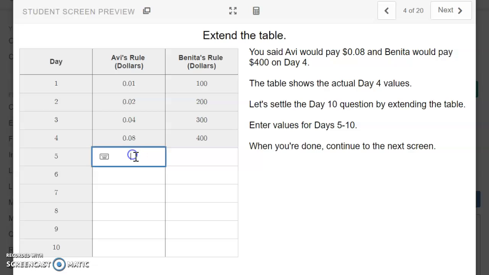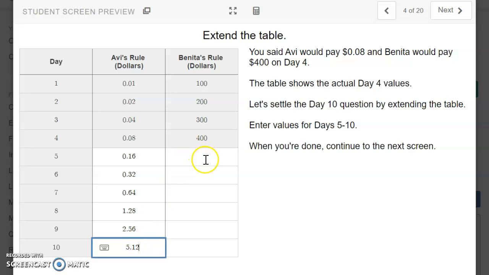So I am going to double this. Double of 0.08 is going to be 0.16. Double of that is going to be 0.32. And double of that is going to be 0.64. Double of that is going to be 1.28, and double of that is going to be 2.56, and double of that is going to be 5.12.